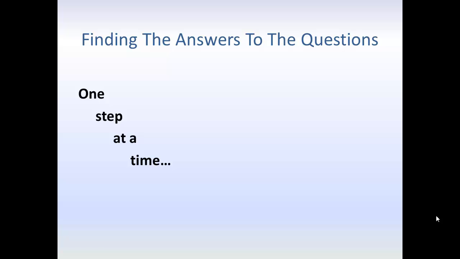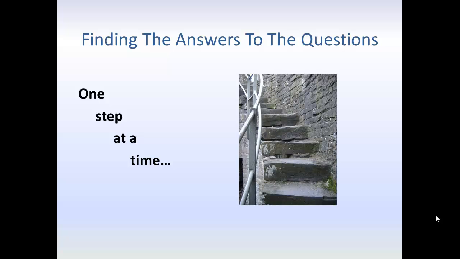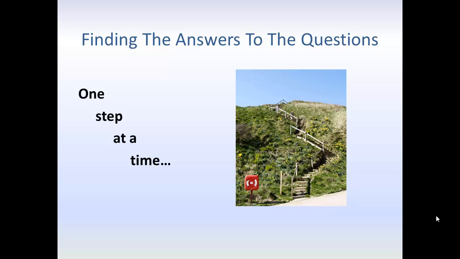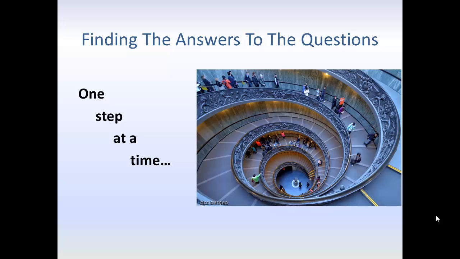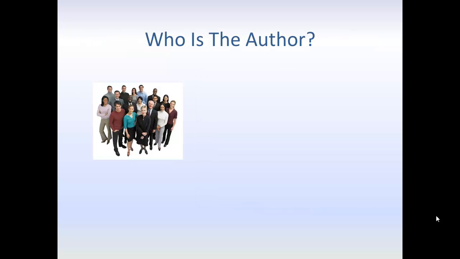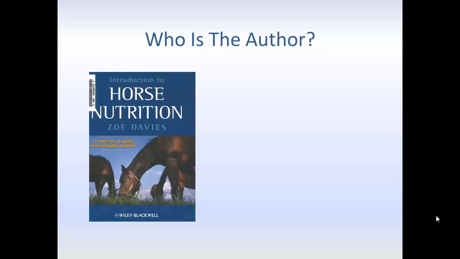Finding the answers to the questions, one step at a time. Grab your assignment and a source you need to consider, and we will walk through the criteria together and answer the questions who, what, when, where, and why. Who is the author? How do we know who wrote it? Is the author identified? Can you locate background information about the author?